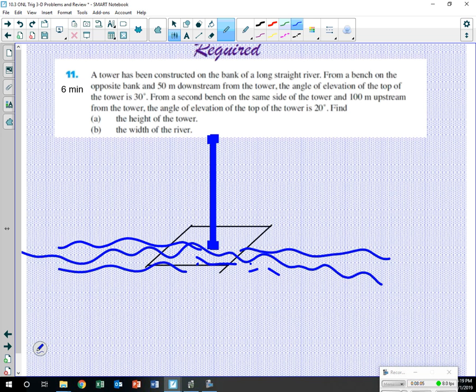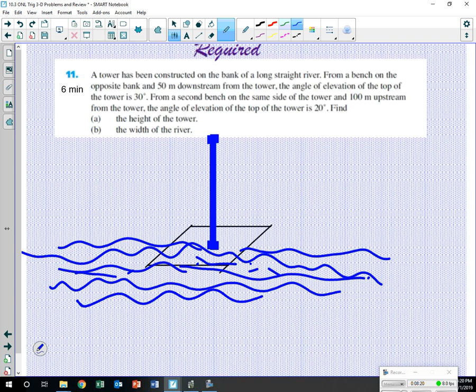Okay. And let's see, the tower is constructed on the bank of a river, from a bench on the opposite side, and 50 meters downstream. Okay, so here's my river, and they're saying that they are 50 meters downstream. So from here, 50 meters, and then it's across the river like this to the other side.